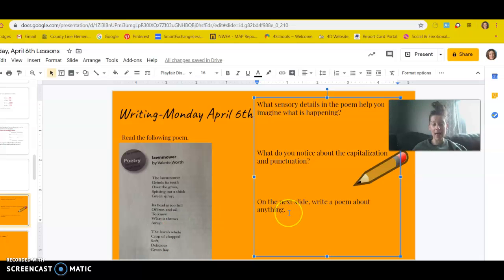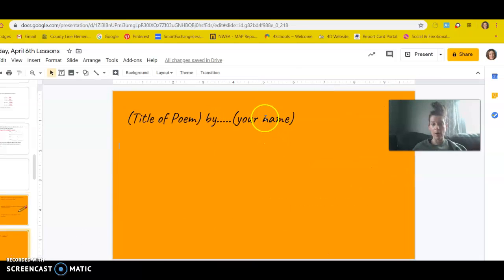Then on the next slide, you are going to write a poem about anything. This is what the slide will look like. You'll have a title of your poem and your name. Then you can write a poem with sensory details about anything you want. Get creative, do the best you can. It can be about your favorite things, anything that you want.